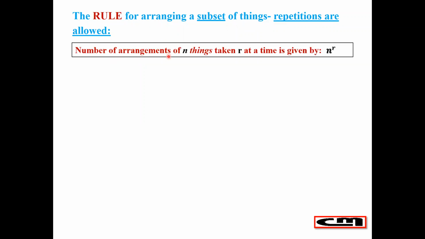The number of arrangements of n things taken r at a time is given by n to the power of r. In this case, the repetitions are allowed. So I'm going to arrive at this rule through an example again, so that you can see that this is true: as long as you have n things and you are going to have the subsets r, and repetitions are allowed, it's the same as n to the power of r.